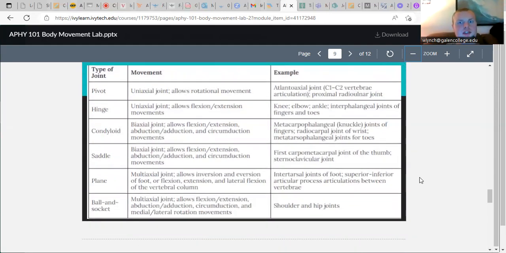So our types of synovial joints here are pivot joints. These are uniaxial, only rotation. Hinge joints, uniaxial, allow flexion and extension. Condyloid joints, these are biaxial, or two directions. They will allow flexion and extension, abduction, adduction, or circumduction movements. Saddle joints, these are biaxial again. We have flexion and extension, abduction, adduction, or circumduction. Plane joints are multi-axial. They can move in all different directions. And ball and socket joints are going to be multi-axial as well. Again, we can move in all different directions there.